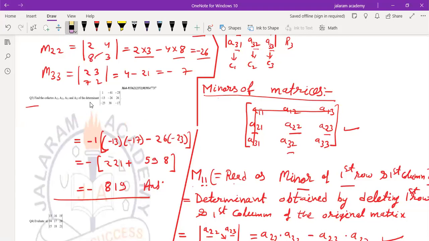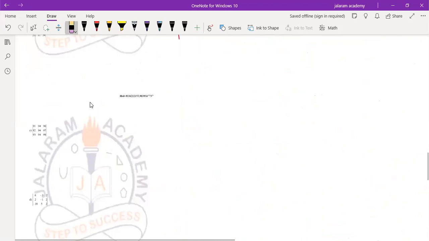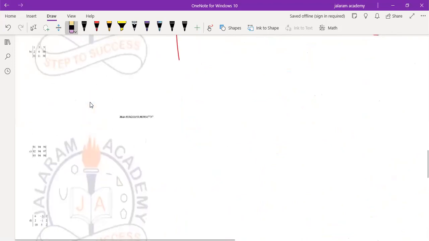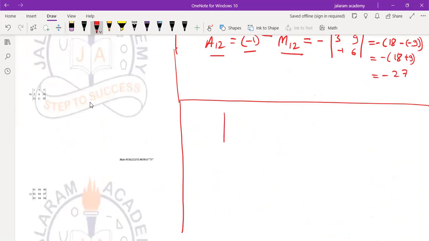Now using these cofactors and minors, we can solve a determinant of order 3 cross 3. So now we will discuss the method to find the value of the determinant of order 3 cross 3.